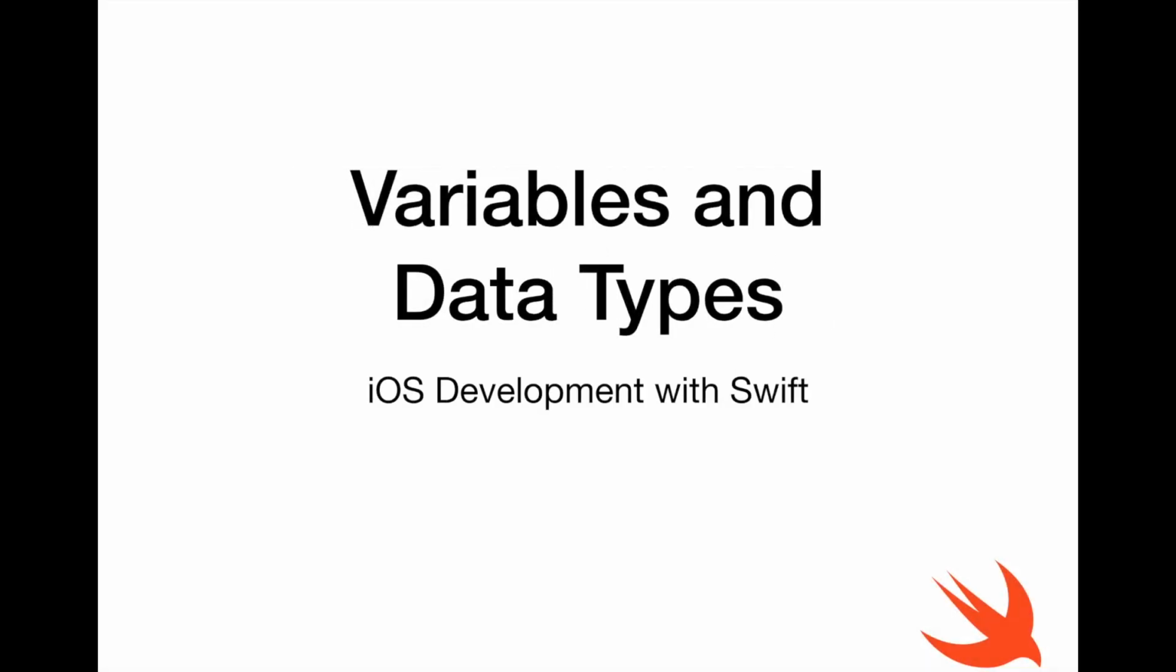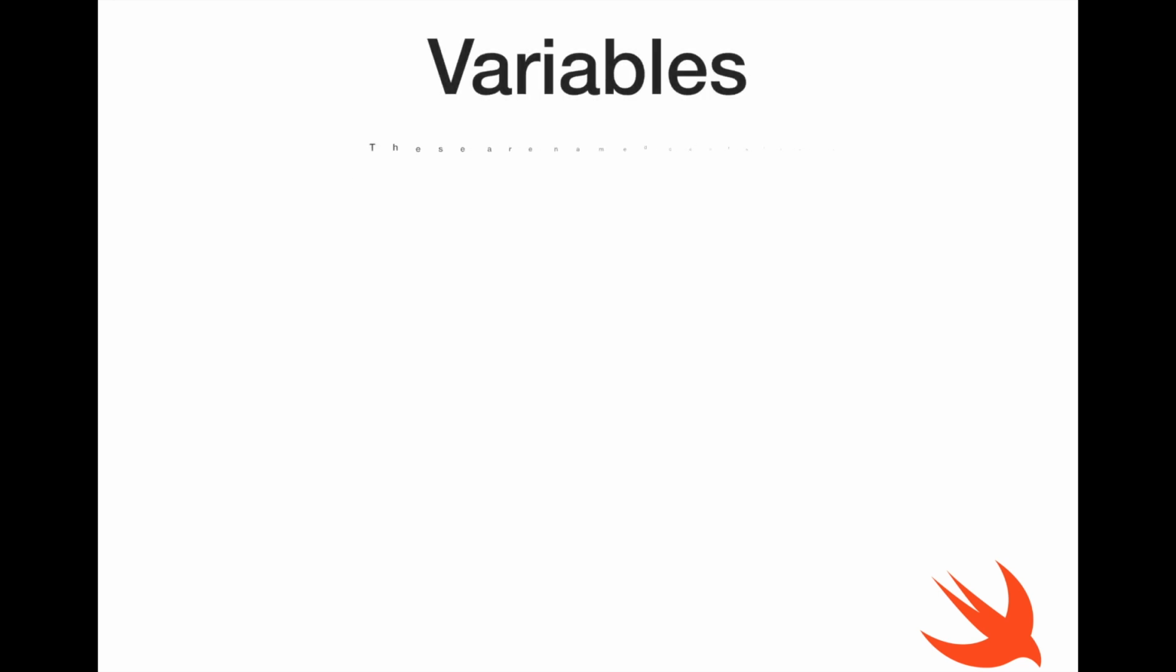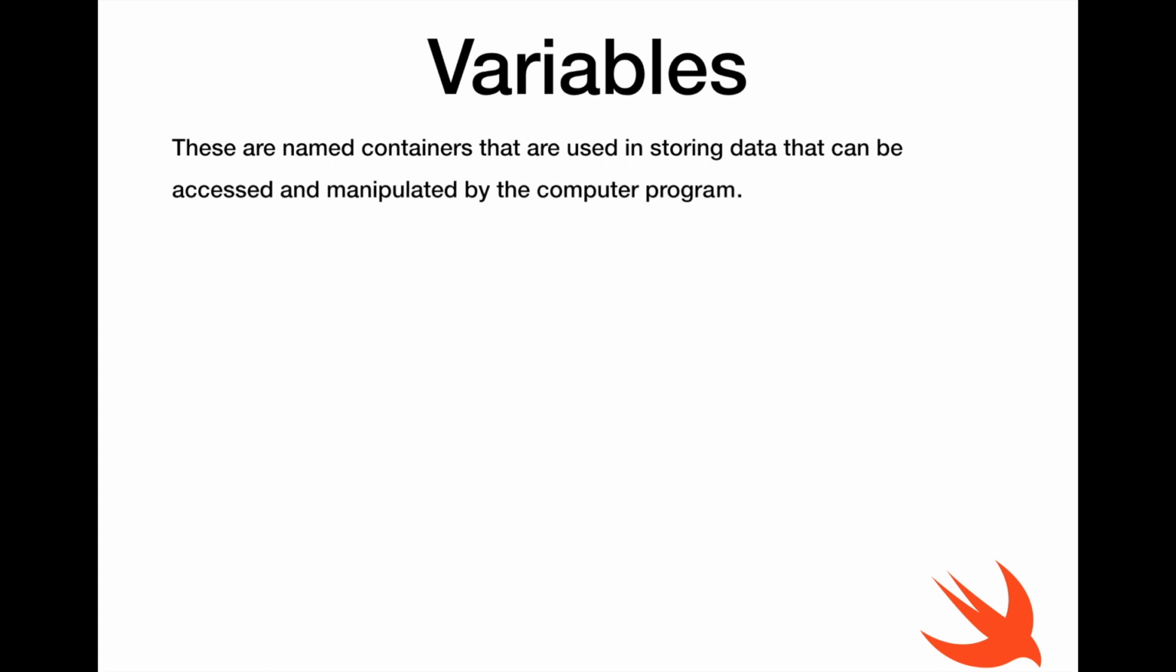Today I'm going to be teaching you about variables and data types. So, let's get started. What are variables? These are named containers that are used in storing data that can be accessed and manipulated by the computer program. We can visualize variables as a box that holds a content. This content is referred to as values.